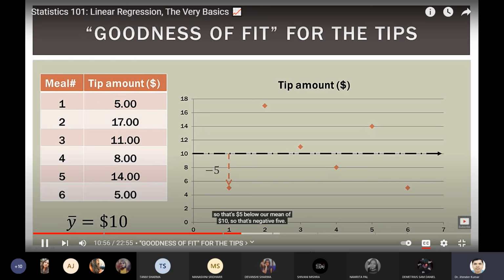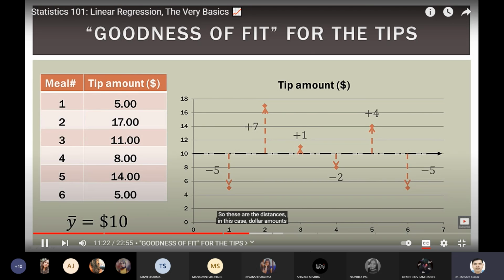So that's $5 below our mean of $10. So that's -5. Meal number 2 had a tip of $17. That was $7 above our mean. Meal 3 was $11. It's $1 above our mean. Meal 4 was $8. That's 2 below our mean. Meal 5 was $14. That's 4 above our mean. And meal 6 is $5. That's 5 below our mean.